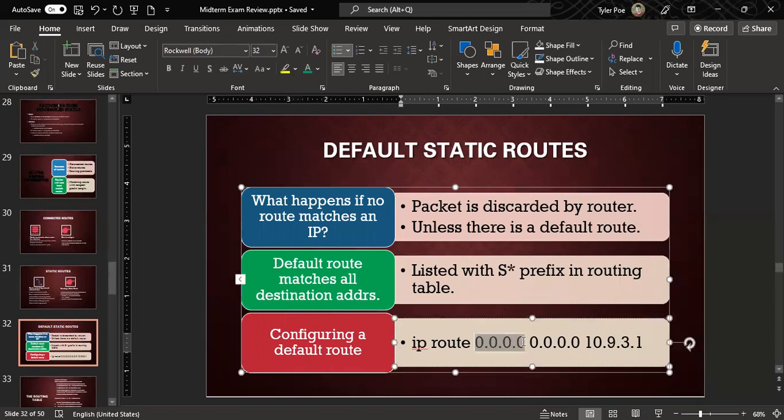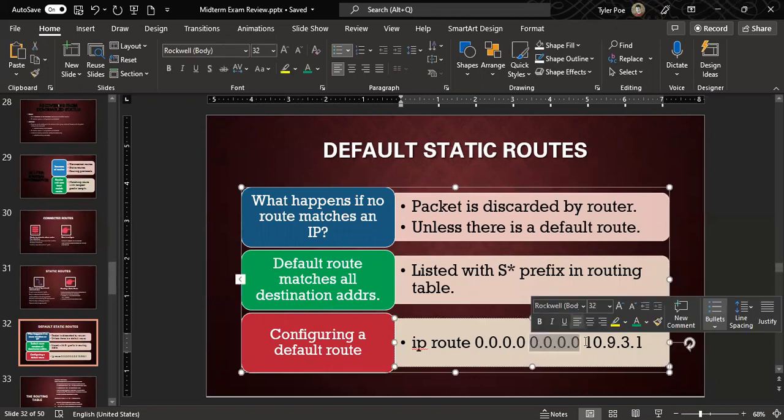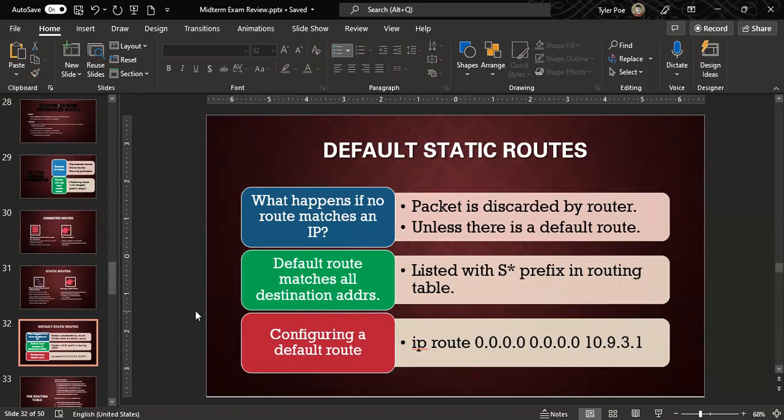The default route is always two sets of four zeros, followed by the IP address or the next hop IP address. So in your troubleshooting lab, you actually had to configure a default route. The reason why your pings weren't working is that the router knew how to send your ping request to the destination IP address, but when the PC tried to reply, the router didn't know where the source subnet that request came from. So that's where static routes, or excuse me, default static routes come in.